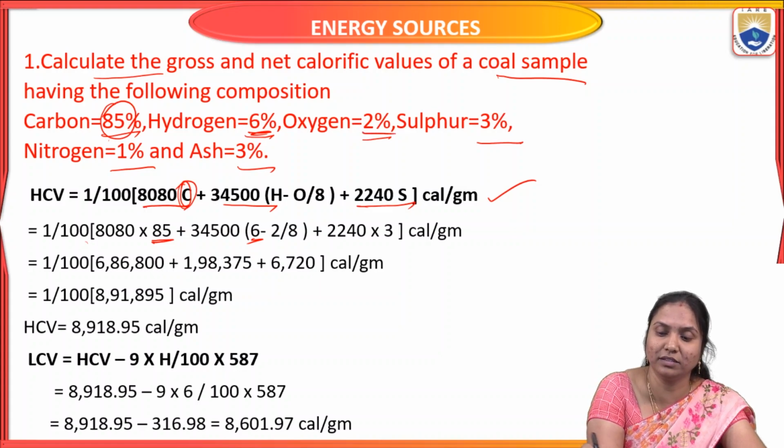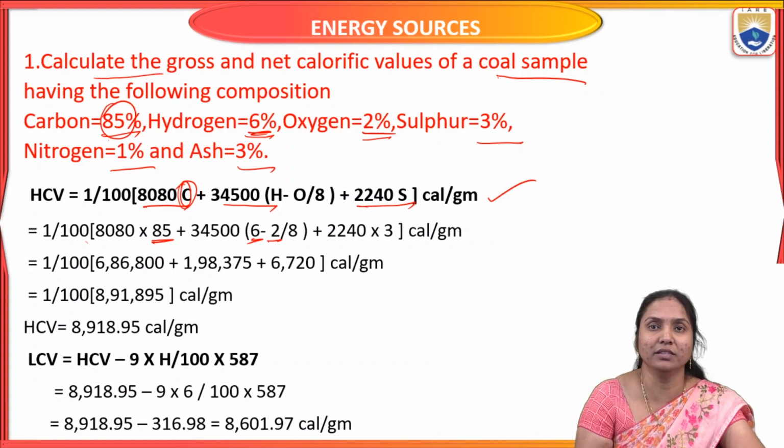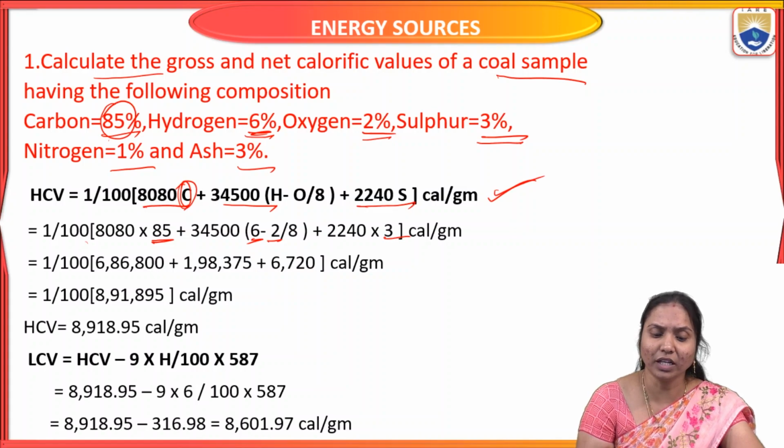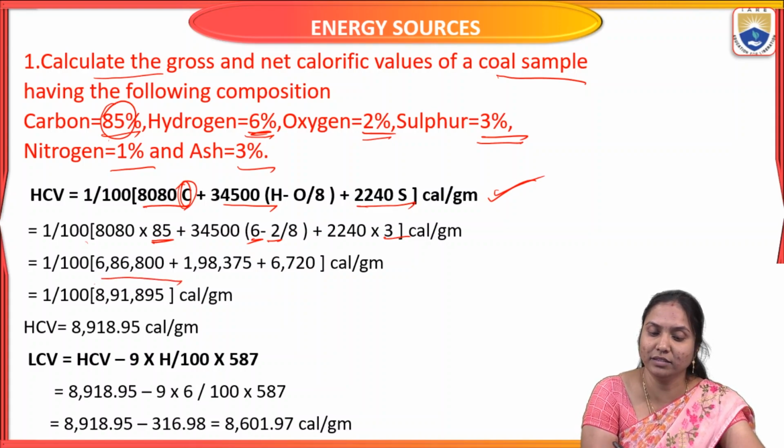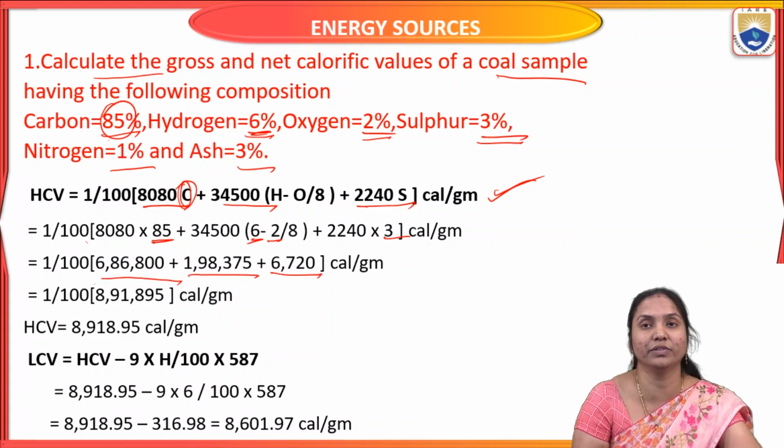The oxygen percentage is 2, so we take 2 by 8, plus 2,240 into the sulfur percentage, which is 3. So that's why we are taking 3 here. We substitute all the element compositions present in this coal sample into the above formula. Finally you get 1 by 100 into 6,86,800 plus 1,98,375 plus 6,720 calorie per gram.